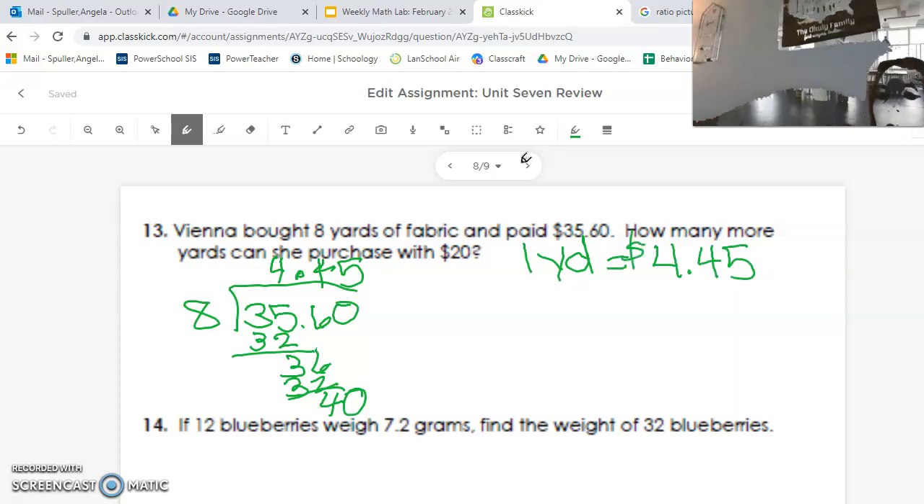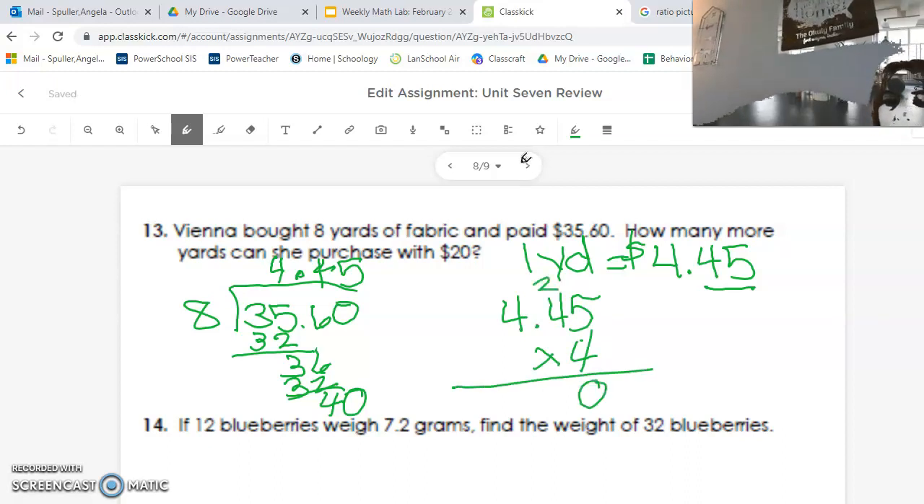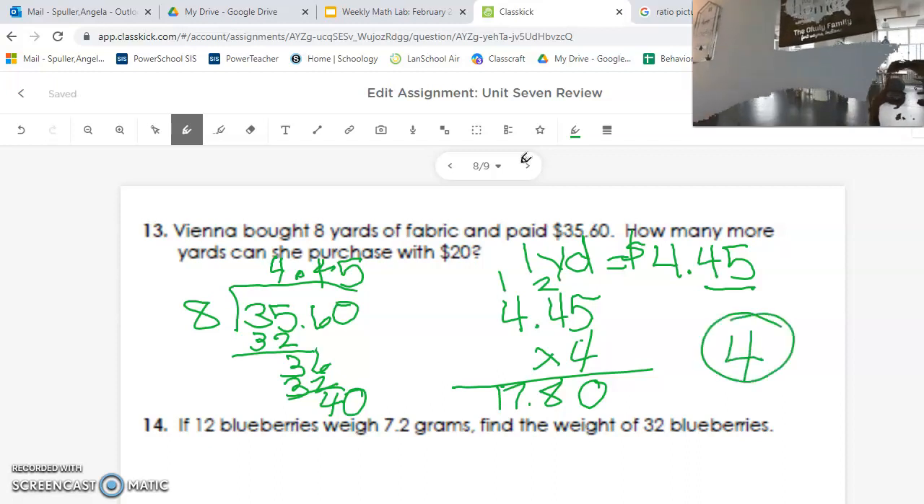Now, if I had $20 more, I need to know how many yards I can buy. Well, 5 times 4 is 20, but then I would go over $20 with the change. So let's say 4.45 times 4. I bet it's only 4. That gives me 20, carry the 2, 16, 17, 18, carry the 1, 16, 17. So 17.80. So I can purchase 4 more yards.